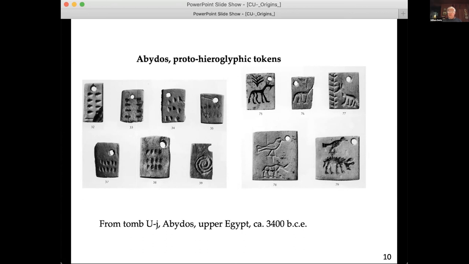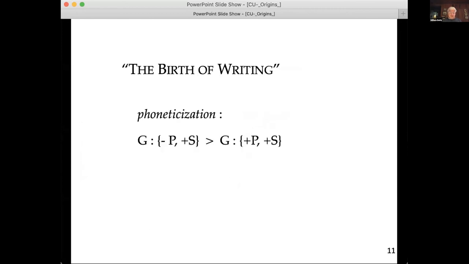The meaning becomes fixed with the meaning that the sign had in the pre-glottographic usage in its precursor form, and then it becomes the written form for that word in the language. The turning point is the development from non-phonetic to phonetic. This is called phoneticization. And if we wanted to give it a kind of dramatic flair, we can say that this marks the birth of writing.